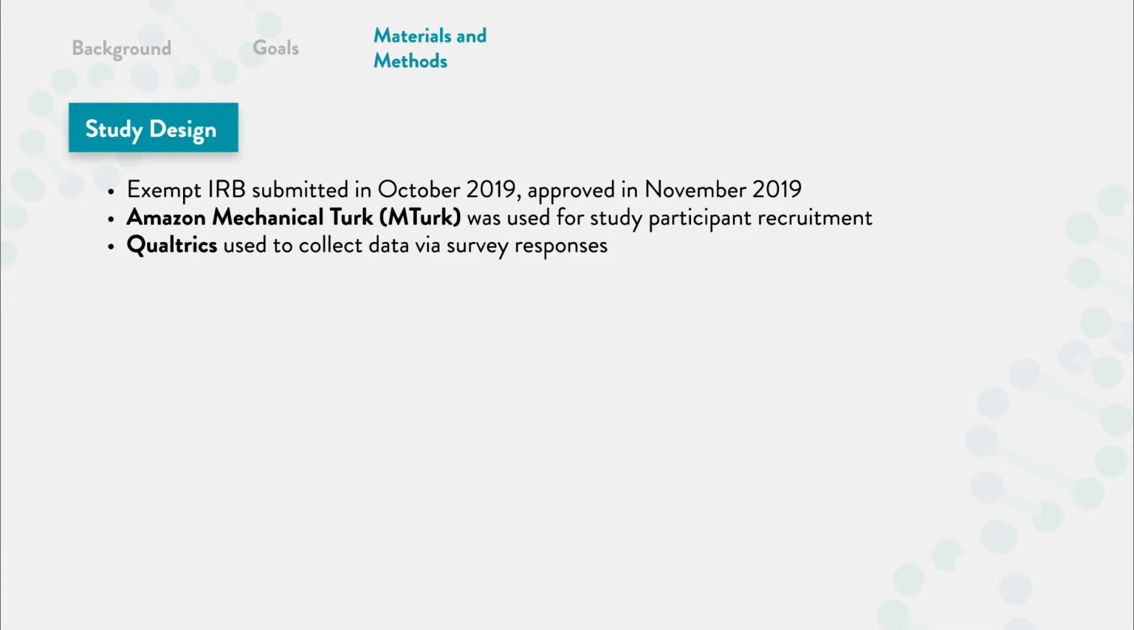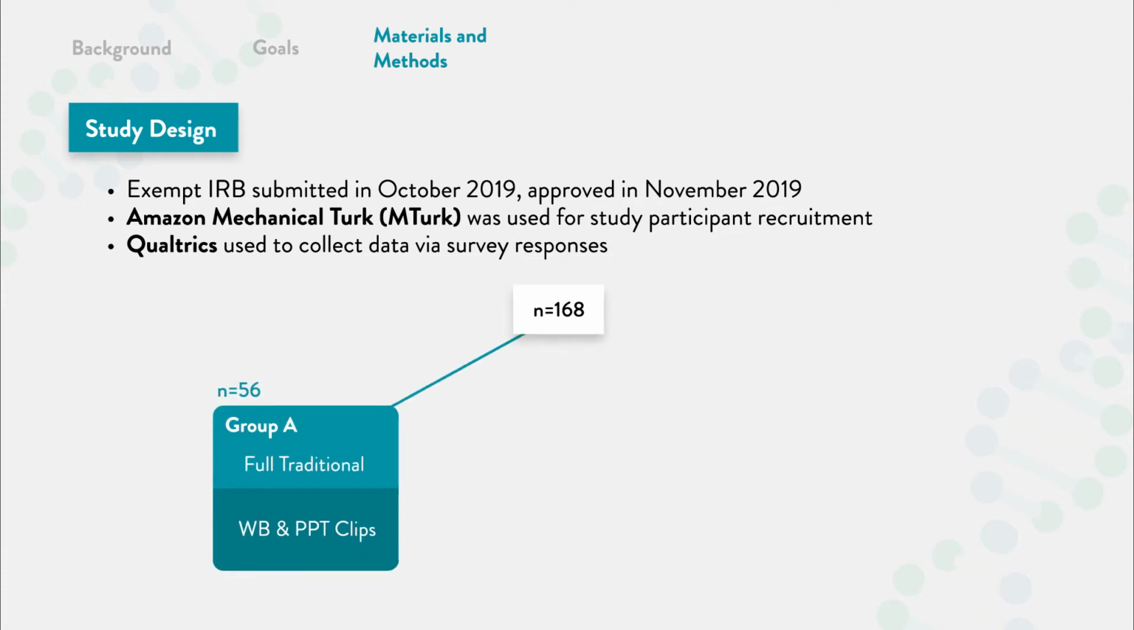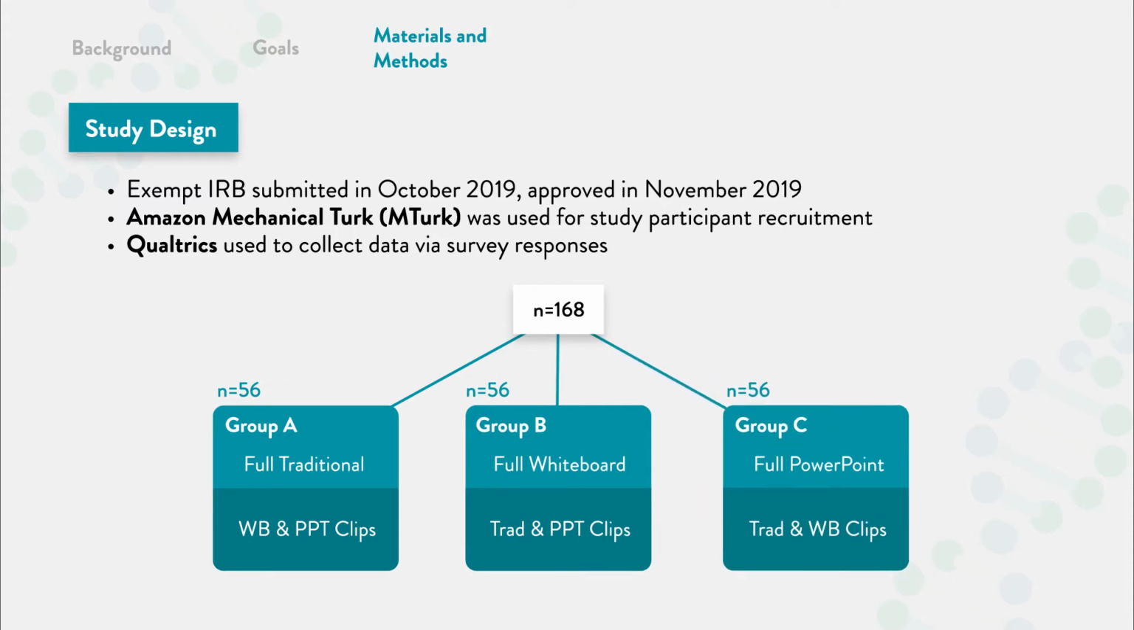We used Qualtrics to survey participant responses. Our sample size was 168, split into 3 groups. Each group watched one type of video in full and short clips of the other 2 videos, and the responses were recorded. All survey responses were returned within 1 week.